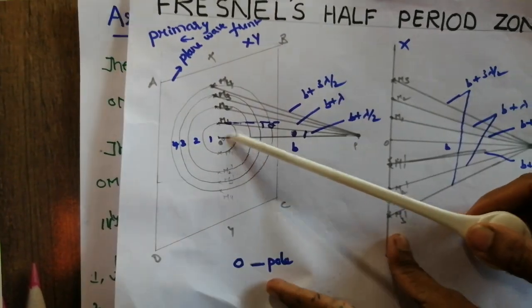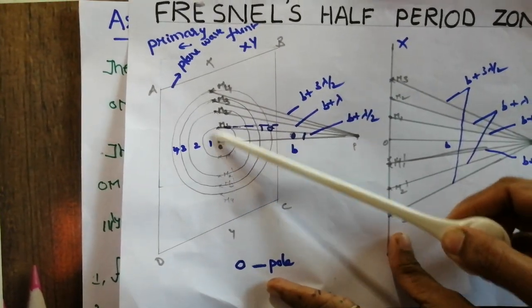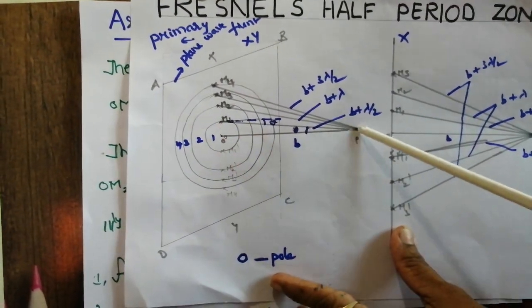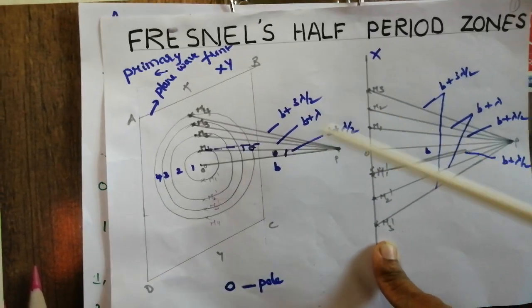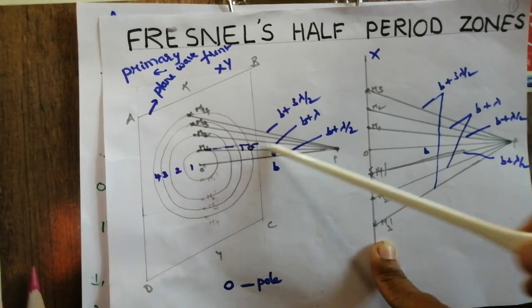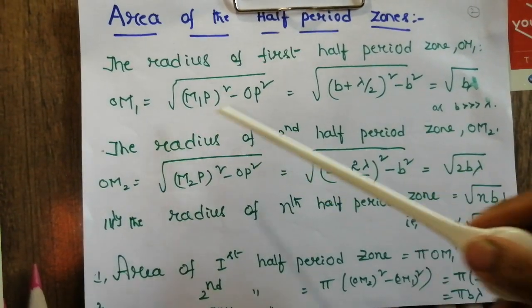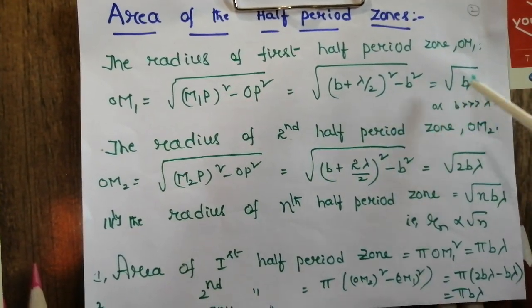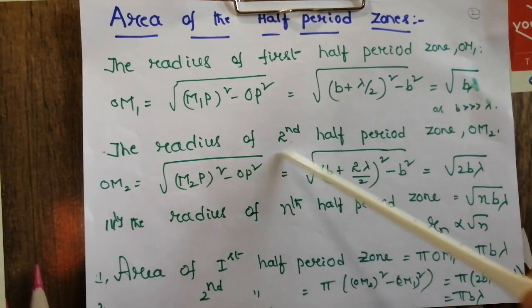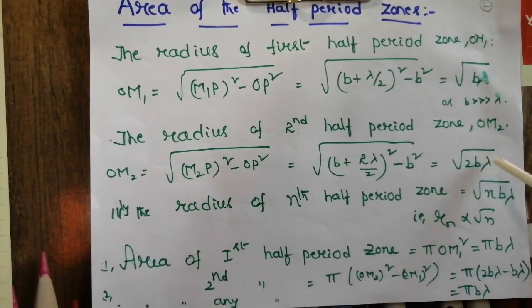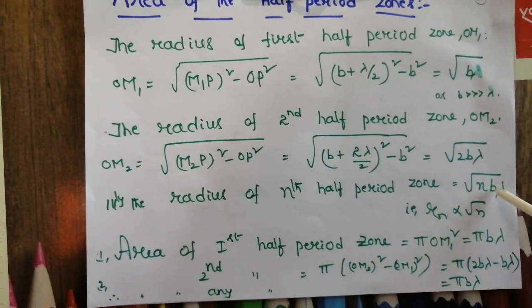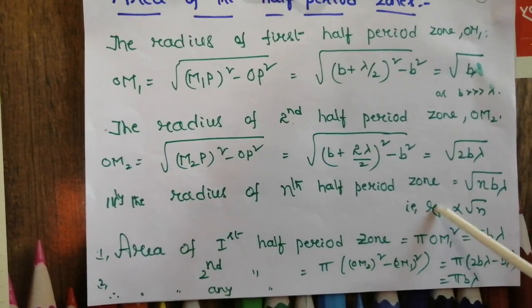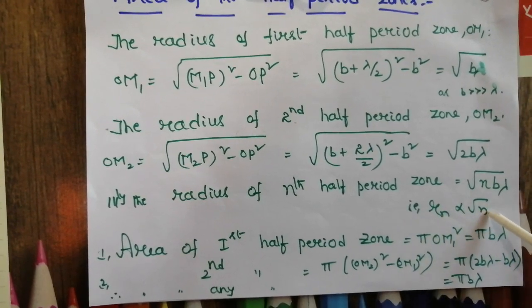So the radius of the first half period zone OM1: as this is a right angle triangle, M1P is B plus lambda by 2, OP is B, and M1P is the hypotenuse. So OM1 equals root of B lambda. Similarly, the radius of the second half period zone is root of 2B lambda. In this way, the radius of the nth half period zone is root of nB lambda. So the radius Rn of the nth half period zone is directly proportional to root n.